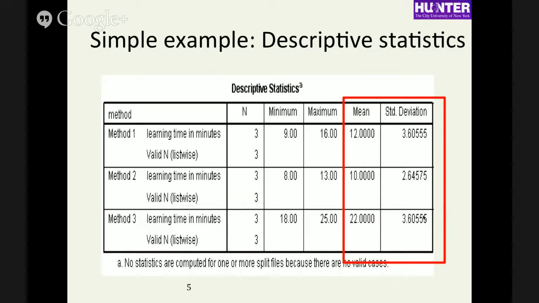Does that make sense? And if your variability in the means is quite big compared to the variability in individuals, then we're probably going to reject the null hypothesis. And that is analysis of variance in a nutshell. That is all it is.